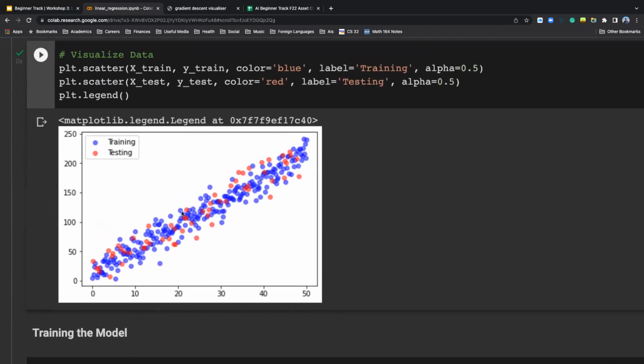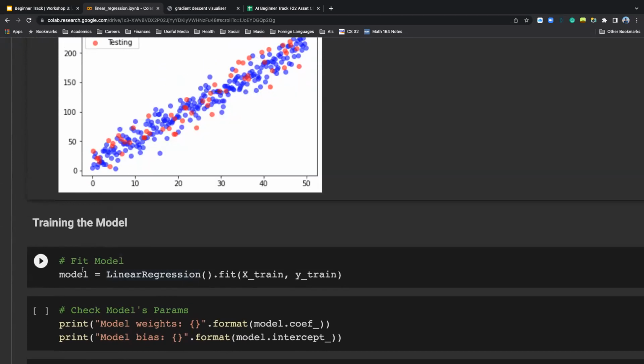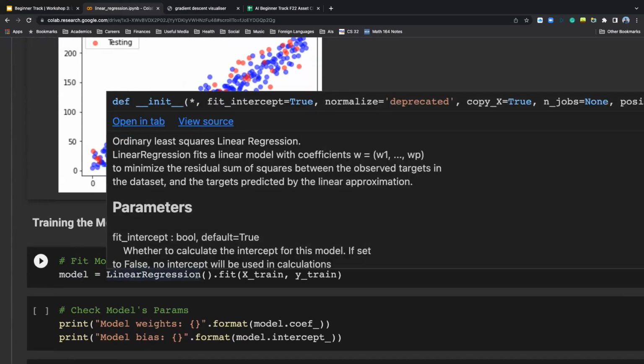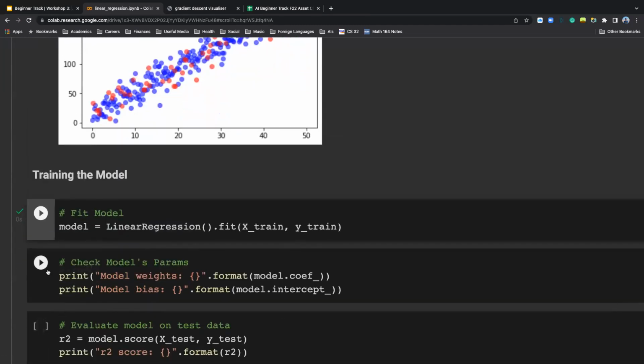So as we see here, this is the graph that we just created. This is training and testing data. Now we're going to make a linear regression model. The model, linear regression, is from the library. So then we run that. And now we're checking the model's parameters: the weights and biases of this linear regression model.